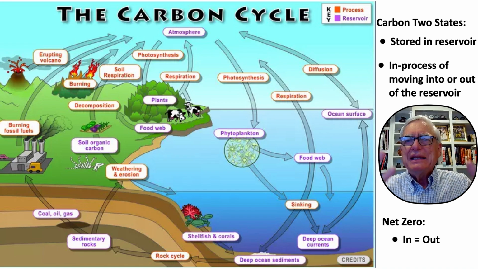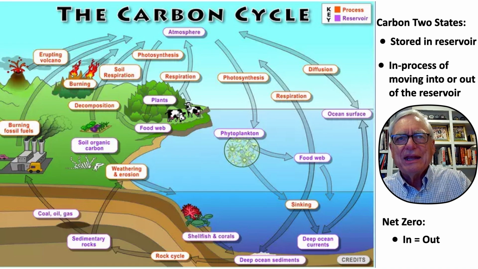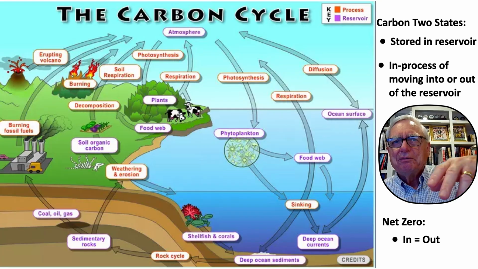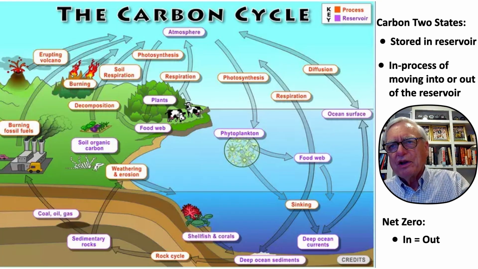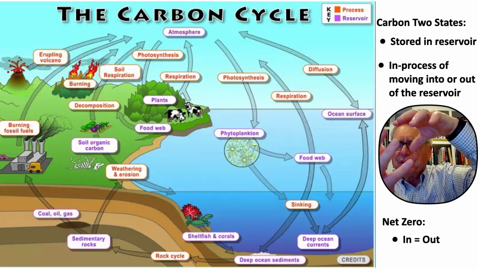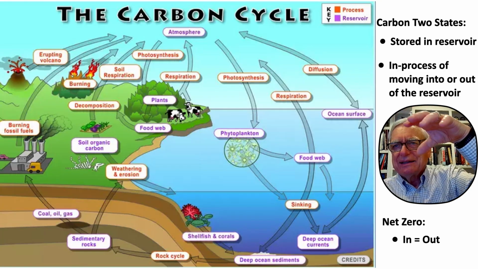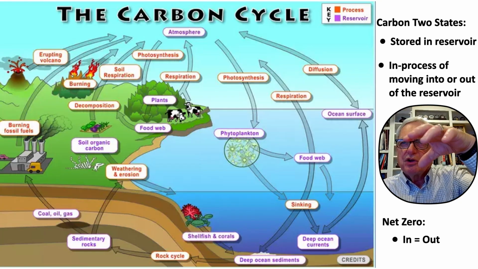Okay, how does it go into the atmosphere? Well, it goes in through burning fossil fuels, burning forests, volcano eruptions, decomposition of organic matter, etc. And we've got those listed here on this slide too. So it's really pretty simple. What's important is we need to make sure what is going into the atmosphere is equal to what's coming out to get to net zero. And that's really what we're talking about.